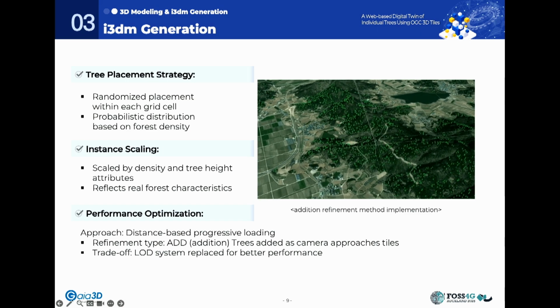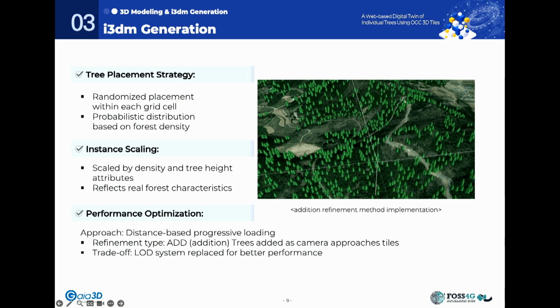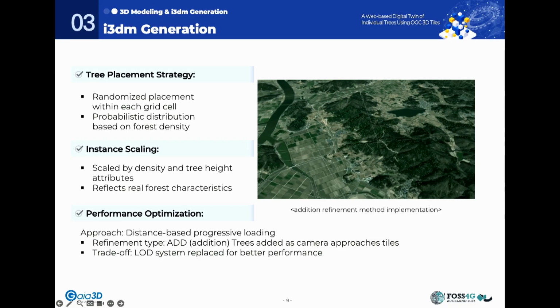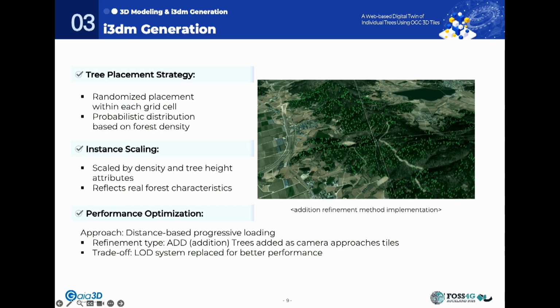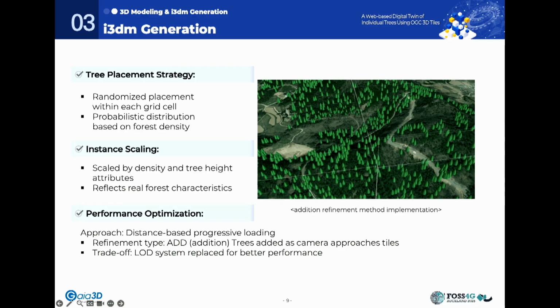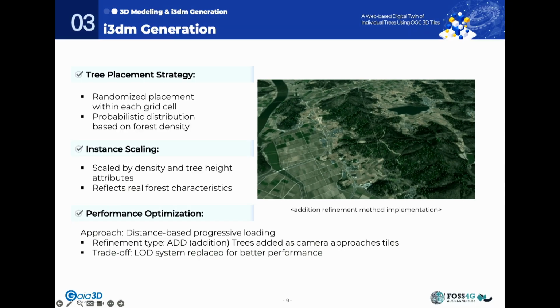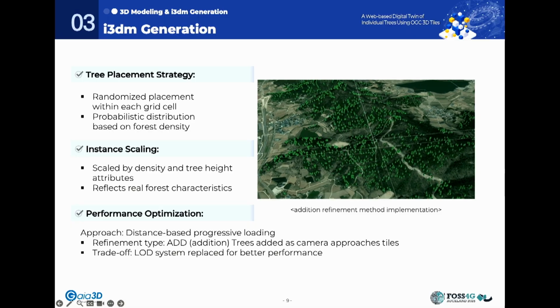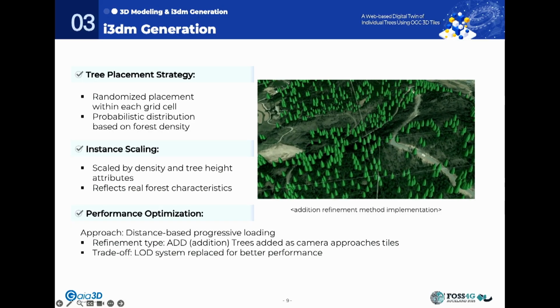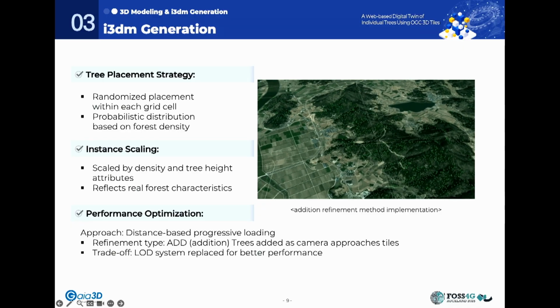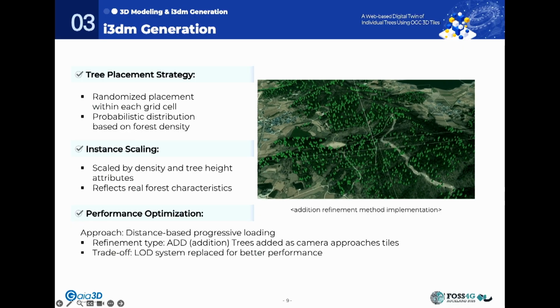Now let me explain how we generated individual trees. First, the tree placement strategy. We placed trees using probability within each grid cell. We used a randomized placement method, but we applied a probability distribution based on the forest density so that the number of trees matches the real condition.